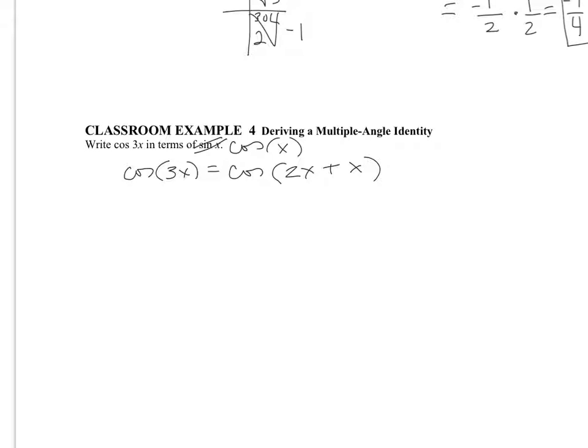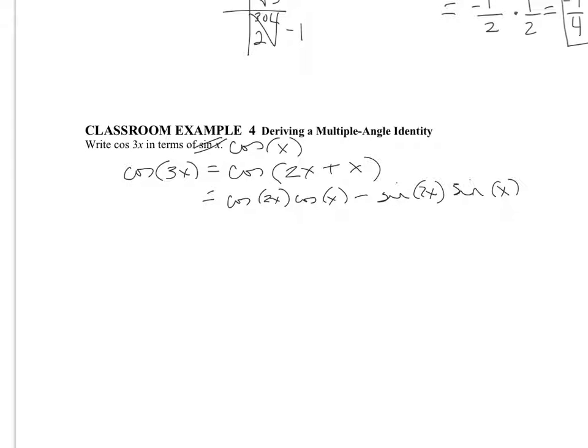Okay, if this is now written as a sum, that means I can apply that cosine of a plus b property. Do you remember what that is? If you don't, look it up on your formula sheet. So how do we rewrite the cosine of a plus b? It's cosine A, cosine B, minus sine A, sine B. Excellent. So this becomes cosine of 2x times the cosine of x minus the sine of 2x times the sine of x. Okay.